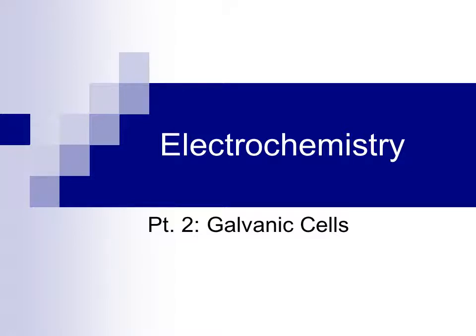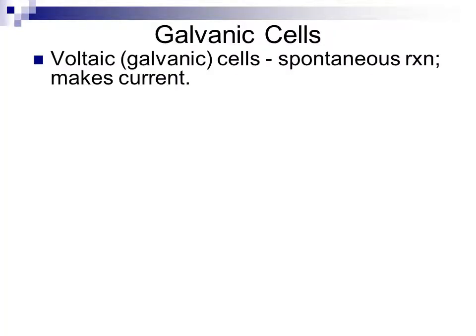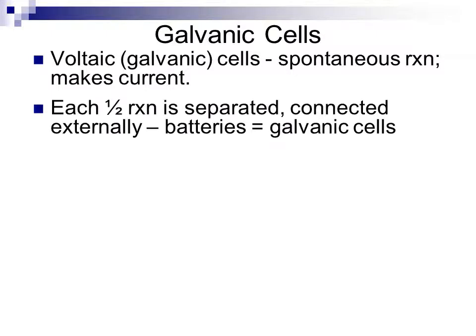Electrochemistry Part 2, Galvanic cells. Now, galvanic cells or voltaic cells, the names are interchangeable, are cells which occur with spontaneous reactions. And these spontaneous reactions will actually produce current, where our electrolytic cells that we looked at consume current. In a galvanic cell, each of the half reactions is separated, while in an electrolytic cell, they were kept together in one pot, so to speak.